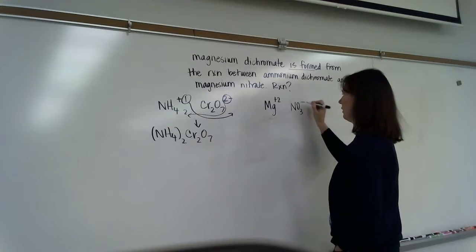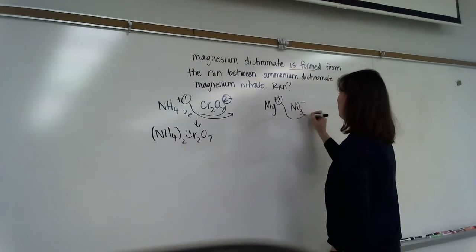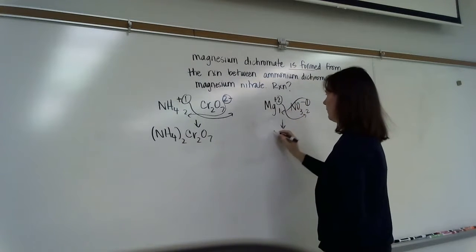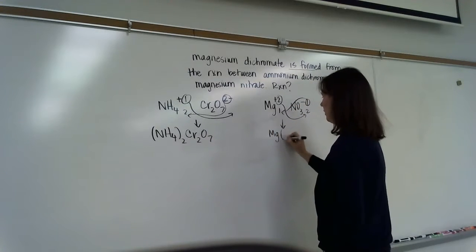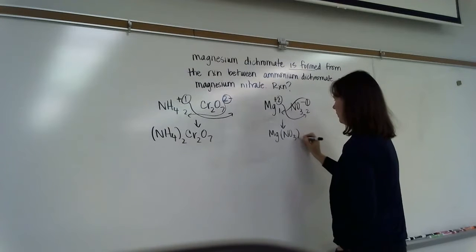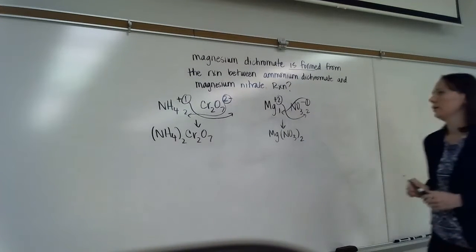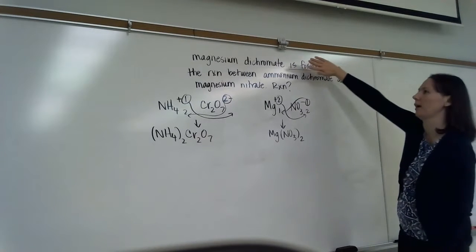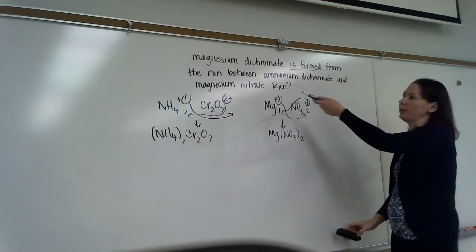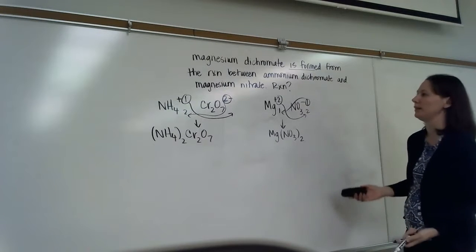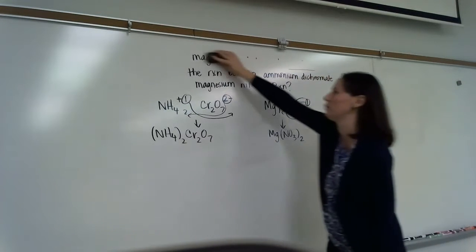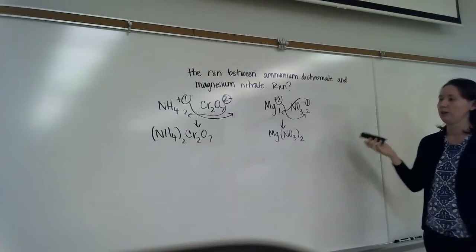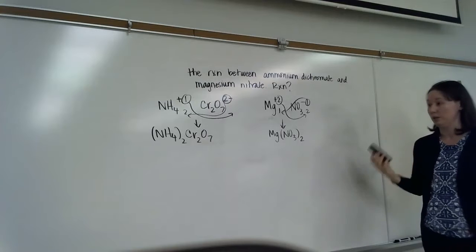NO3 minus, right? So the formula here, when we crisscross, is Mg(NO3)2. So even if I didn't tell you this top part, what if I just said, write a reaction between ammonium dichromate and magnesium nitrate? Like I could even just do this part right here. Even if I didn't tell you what the product was, if I just said, write this reaction, you could do this, right?